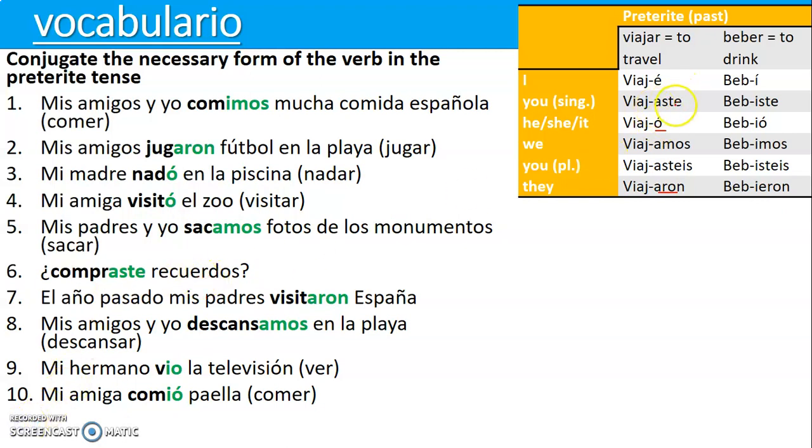So you've used this ending here. El año pasado, mis padres visitaron España. So last year, my parents, plural, visited Spain. So again, it's that ending. My friends and I, we relaxed on the beach.